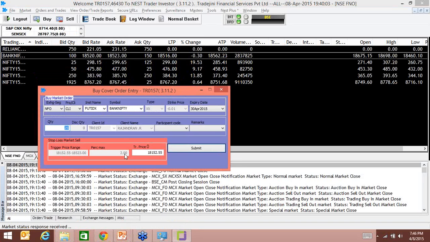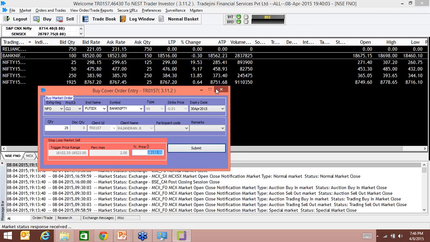So in any case, when you are placing a cover order in Bank Nifty, the maximum amount that you are allowed to lose is 2%. You cannot modify that, it is fixed at 2%. But obviously, if you want, you can reduce it to 1%, 1.5%, 0.75, 0.05, whatever it is. So within this 2%, you have to put that trigger price, and then you have to submit the order.